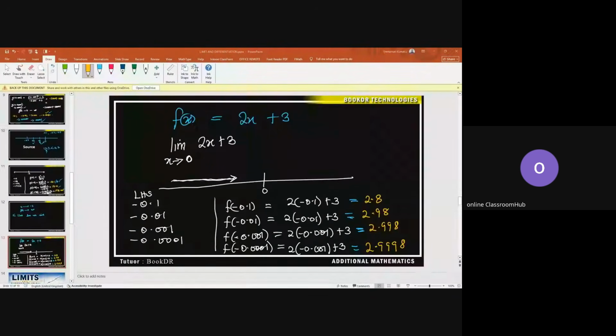pause here, but let me confirm the answers so that I'm sure the answers are correct before we move on. So the first one is 2 multiplying negative 0.1 plus 3. 2.8 is correct. Let's go to the second one. 2.98 is also correct. Let's go to the third one. 2.998 is correct. Let's go to the last one. And that is also 2.9998. So they are all correct.